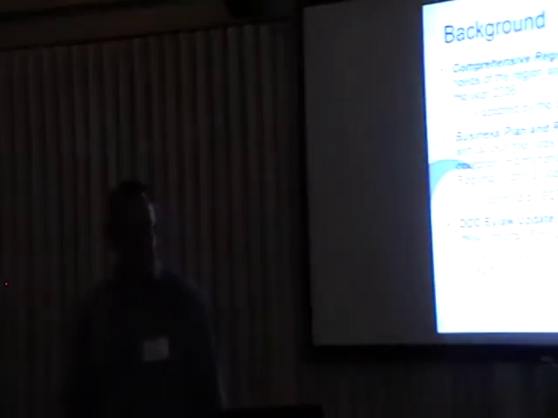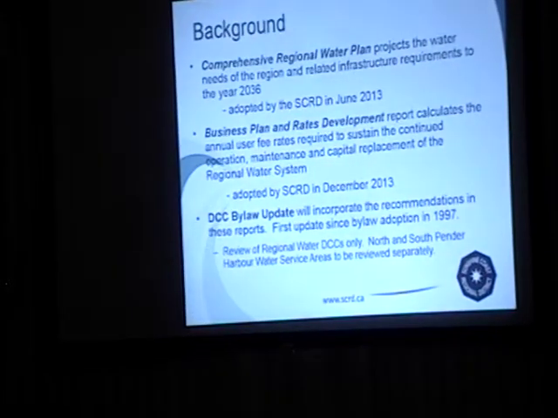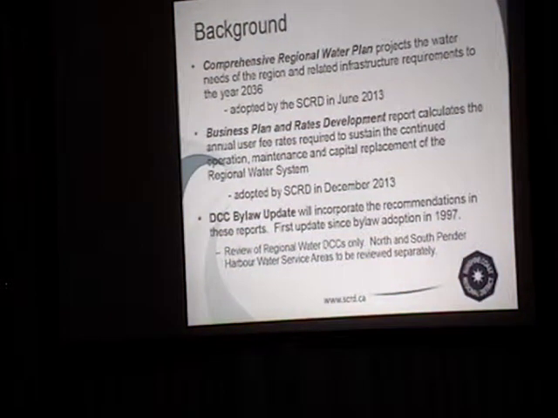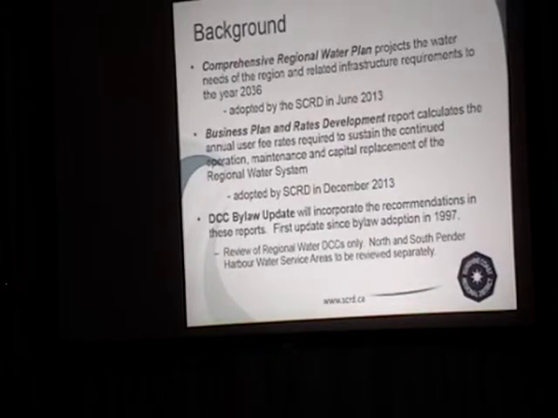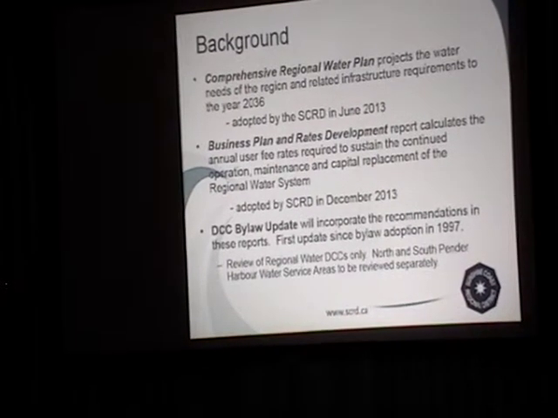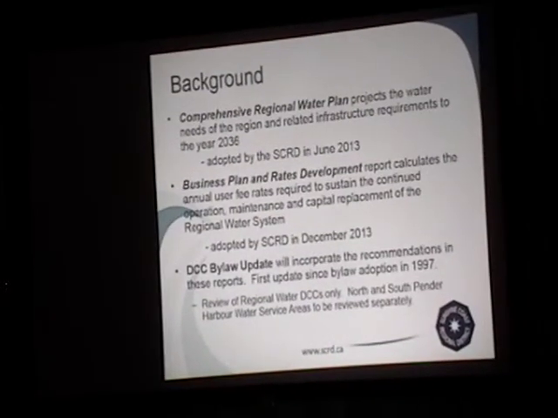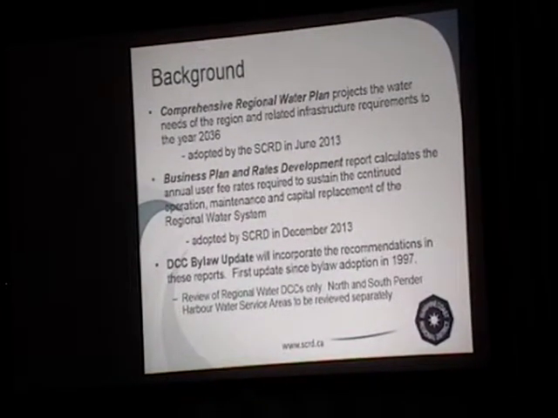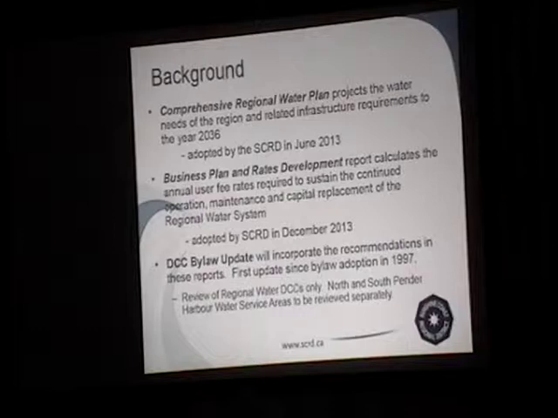And I should note too that this is just the regional water DCC review. The SCRD comprises three water service areas. We have the North Pender water service area, which is fed through Garden Bay Lake. And we have the South Pender water service area, which is supplied through McNeil Lake. And the regional water system is the rest of the system from Egmont down to Langdale. And that's the area that we're looking at right now. North and South Pender will go through their own DCC review process coming up. So we're only looking at the regional water DCCs, which encompasses most of the water system.